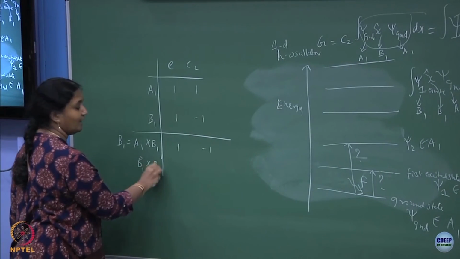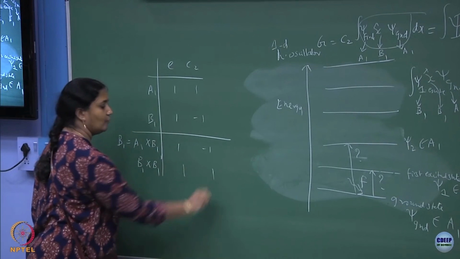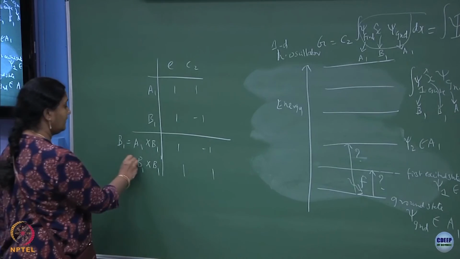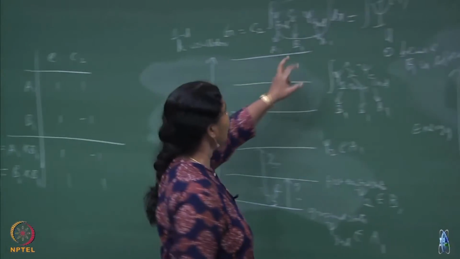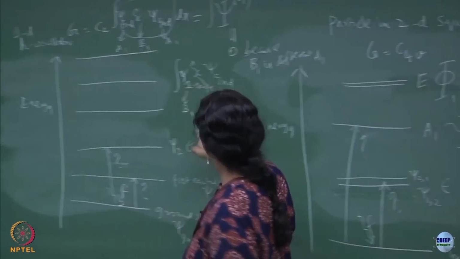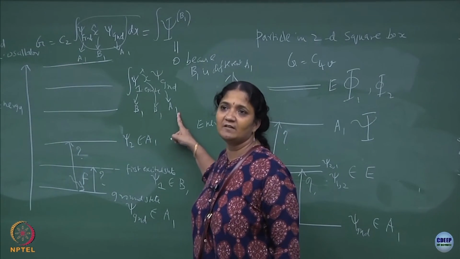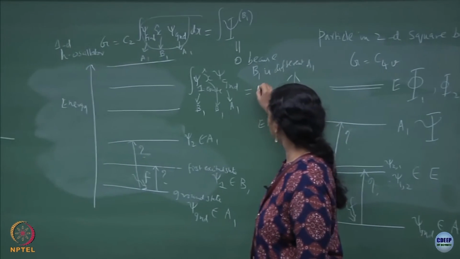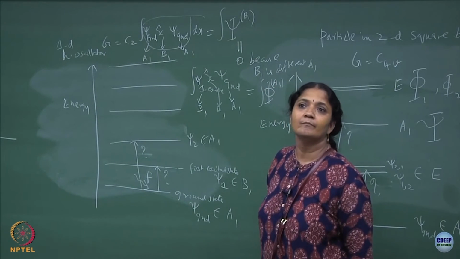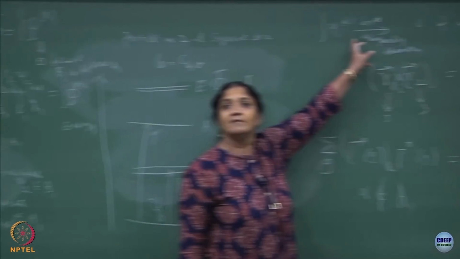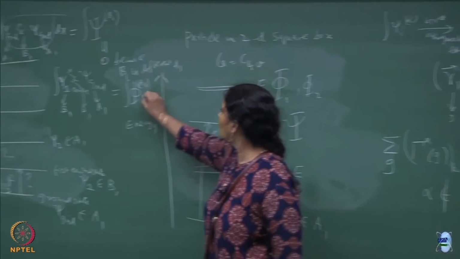You just have to multiply the characters, right? The characters multiplied will give you, that is A1. So, this multiplication of B1 times B1 is A1, A1 times A1 is A1. So, essentially it will give you a piece which is A1, and by this argument it will be non-zero.